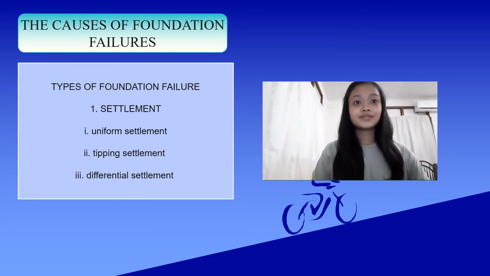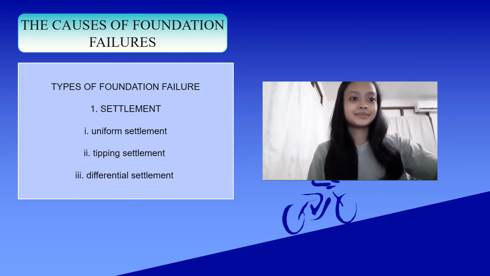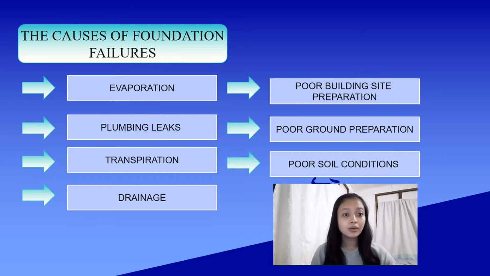Next, the causes of foundation failures. Now, there are a few types of foundation failures. One being settlement, and we have uniform settlement, tipping settlement, and differential settlement. Now, there are a few causes of why foundations fail. One of them being evaporation, plumbing leaks, transpiration, drainage, poor building site preparation, poor ground preparation, and poor soil conditions.